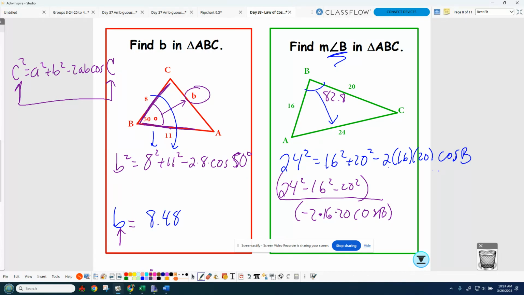Shouldn't it be 8 squared plus 11 squared minus 2 times 8 times 11 cosine 50? Yeah, okay. Details, I forgot the second side. So minus 2 times 8 times 11 times cosine. Sasha? Wait, I'm kind of confused why, for the second one, you divided and added the cosine. Oh. Because I'm not supposed to.